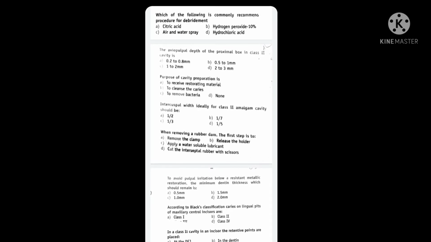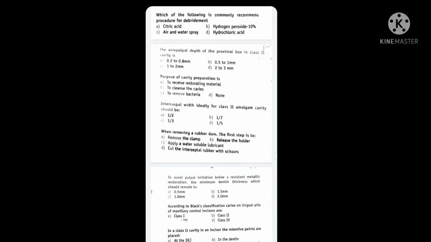Next, to avoid pulpal irritation below a resistant metallic restoration, the minimum dentin thickness which should remain is 0.5 mm, 1.5 mm, 1 mm, 2 mm. The correct answer is option D, that is 2 mm.